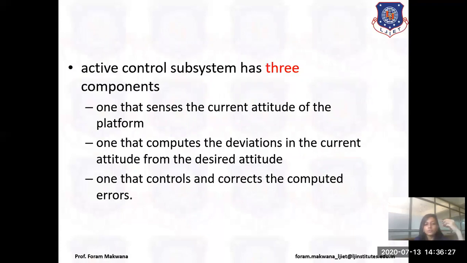It consists of three components. First, one that senses the current attitude of the platform, that means what is the current orientation of the satellite in space. First, we sense it. Then, once it computes how many changes there are in the current attitude from the desired attitude, there is one that controls and corrects the computed errors. Then we compute the errors and correct them.